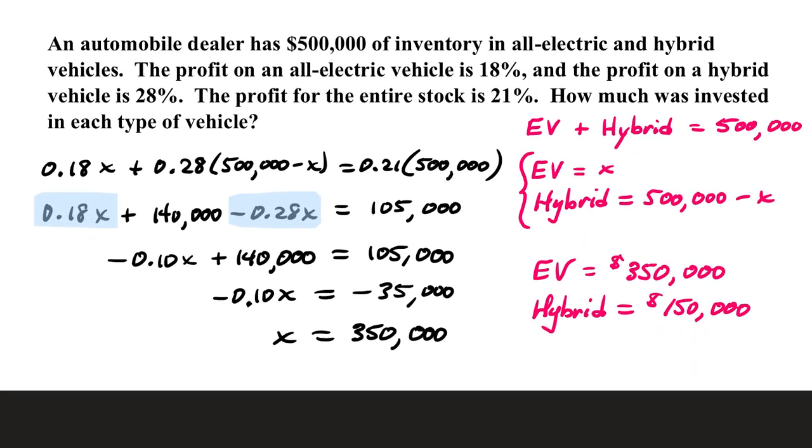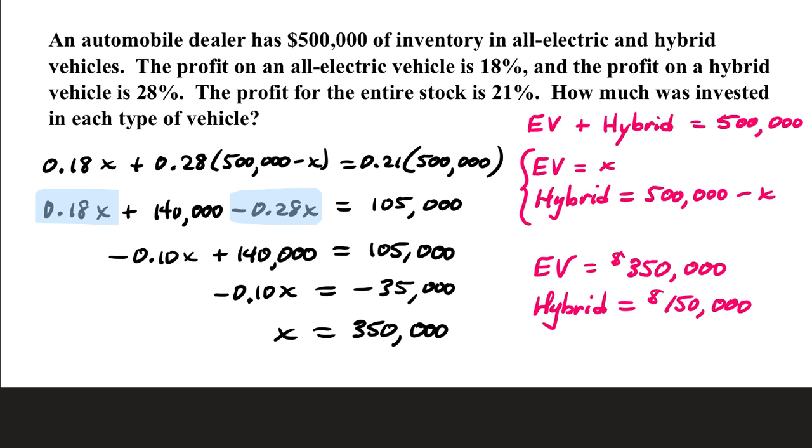In a similar problem, an automobile dealer has $500,000 of inventory in all electric and hybrid vehicles. The profit on an all-electric vehicle is 18%, and the profit on a hybrid vehicle is 28%. The profit for the entire stock is 21%. How much was invested in each type of vehicle? Now, similar to the dogwood and the red maple problem, we have electric vehicle plus a hybrid equals the total inventory of $500,000.